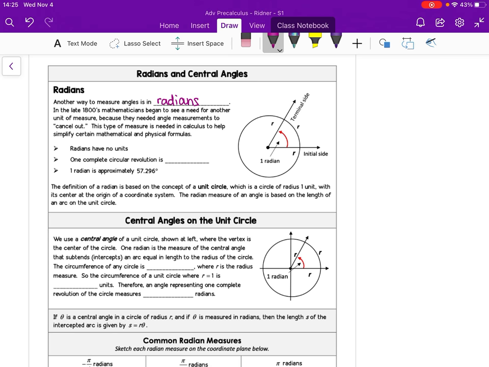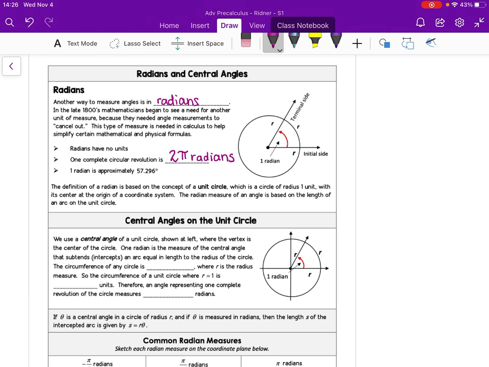It gives you a little history here that in the late 1800s, mathematicians needed another unit of measure. So 1 complete circular revolution is 2 pi radians. If you recall, the circumference, or the perimeter, is actually 2 pi times the radius. That's where it comes from. So therefore, 1 radian is approximately 57.296 degrees.